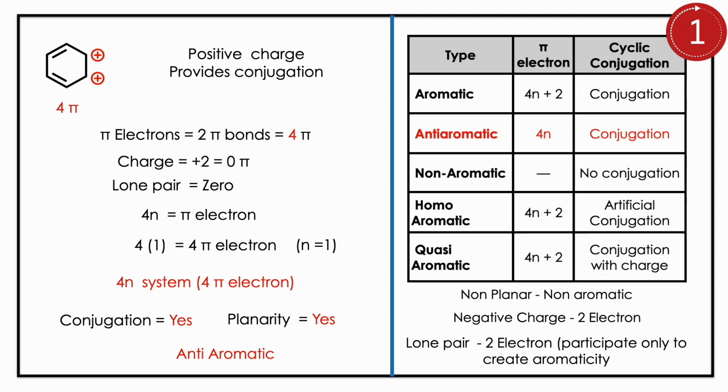So it is a 4n system with 4 pi electrons where n equals 1. Conjugation is definitely there. Planarity is also promoted by sp2 carbons. So the compound has a 4n system, conjugation, planar, meaning it's an anti-aromatic compound.